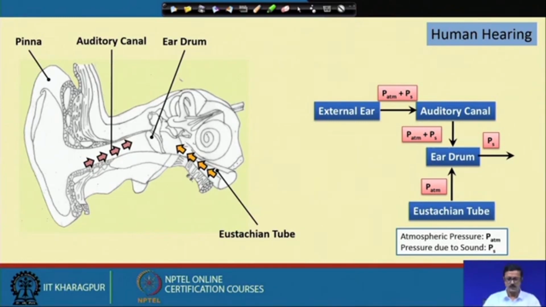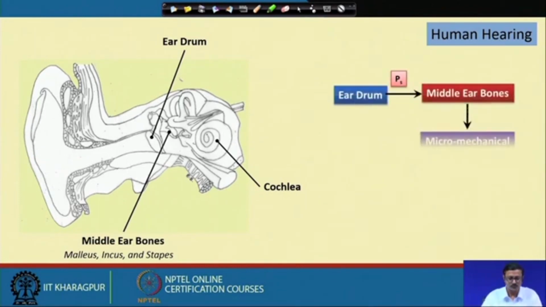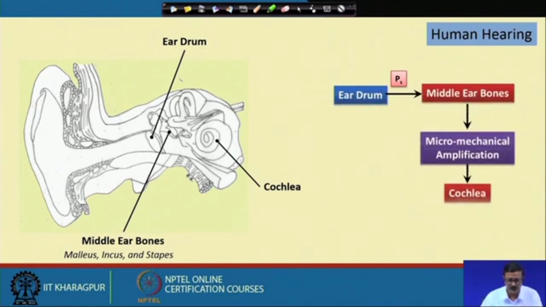What happens in the next operation is that this eardrum is connected to three very small middle ear bones, malleus, incus and stapes, linked one after another, and they are transmitting the vibration to the cochlea, and the cochlea is full of some liquid.